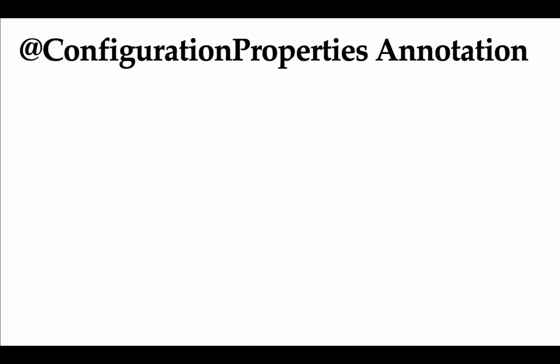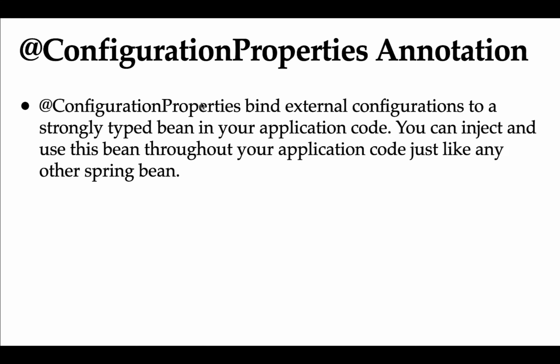Hi everyone, welcome back. In this video, let us take a look into the @ConfigurationProperties annotation. The @ConfigurationProperties annotation is used to bind external configurations to a strongly typed Spring Bean in your application code. Next, you can inject and use this Spring Bean throughout your application code just like any other Spring Bean. The @ConfigurationProperties annotation is widely used in real-time projects because we can use this annotation to directly bind external configuration properties to a Java class.